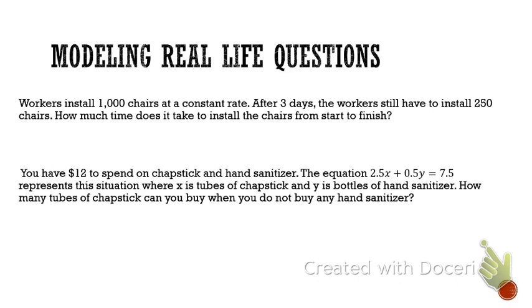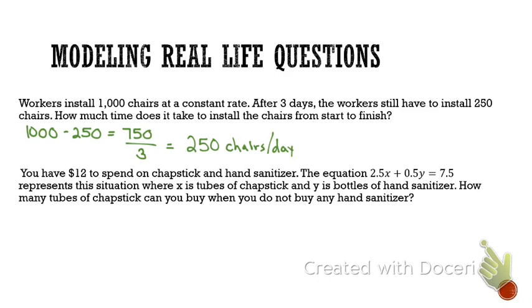Right? So how many chairs have been installed? We need to do our subtraction first. So 1,000 minus 250 gives me 750 chairs that were installed in how many days? 3 days. So that would mean 250 chairs per day. Okay, so there's my rate.